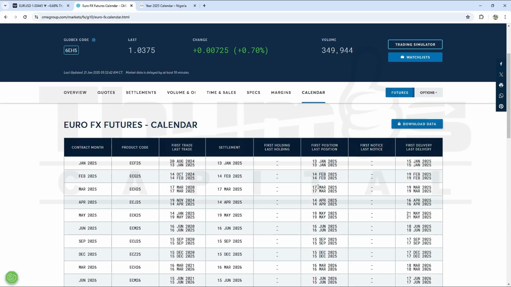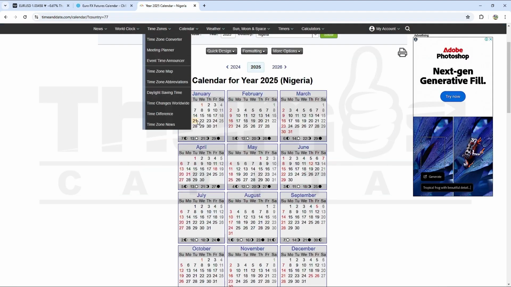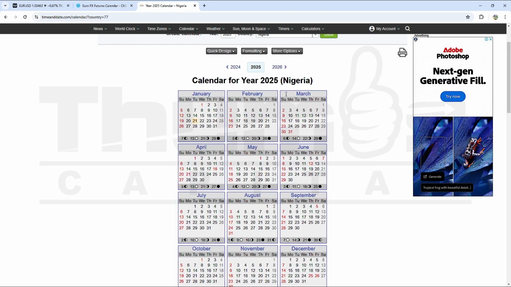For March, you can see right here that it is 17th and the first delivery will start on 19th. That means 17th and 18th of March is when the contract will be opened. So right here, this is March 2025, and 17th and 18th is when the contract will be opened, and on the 19th the delivery will start. And as you can see, the 19th when the delivery will start is the third Wednesday of the month of March.